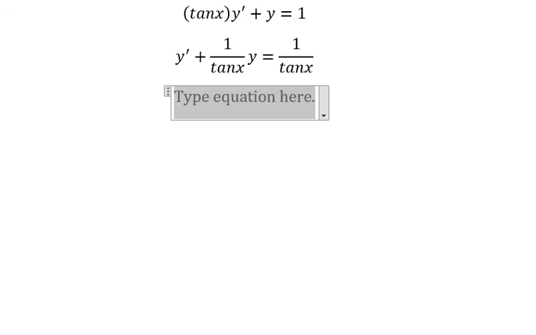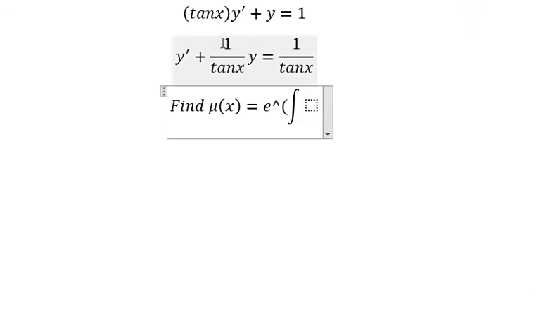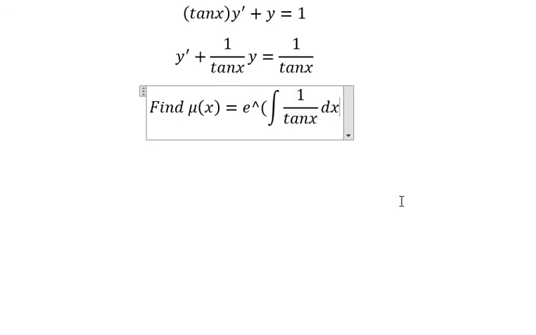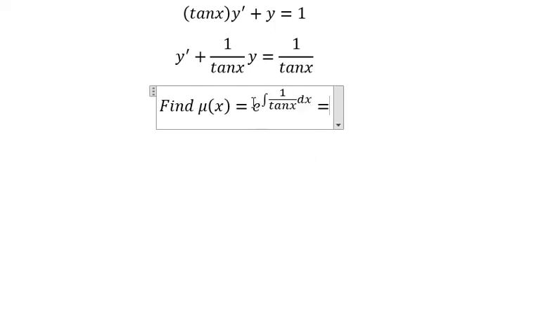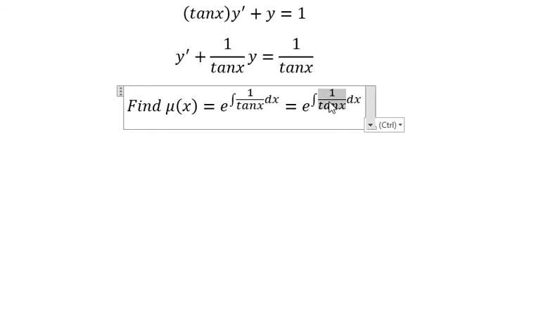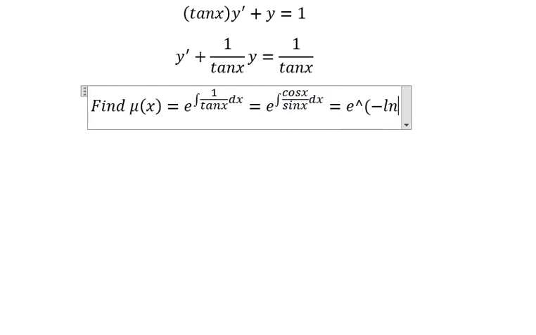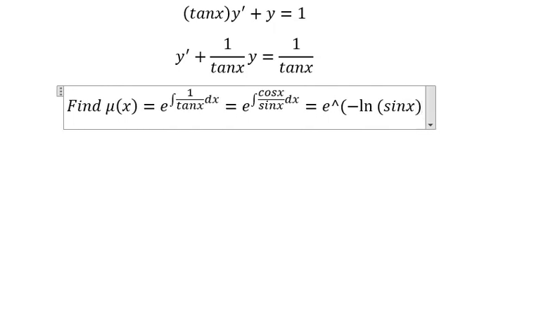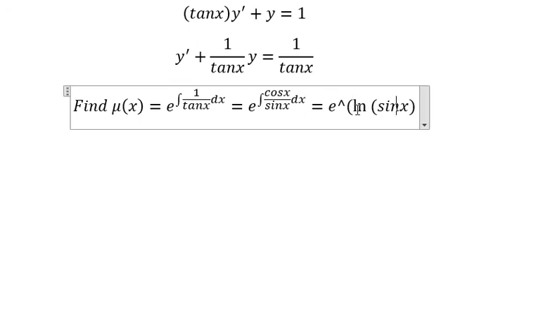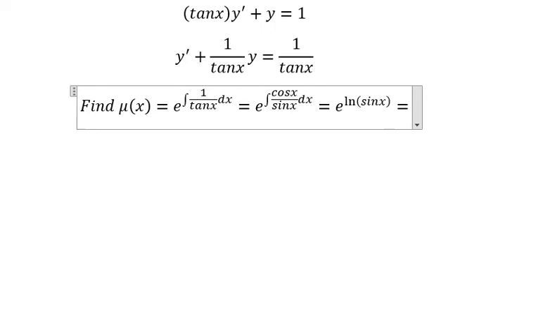Next, we need to find mu x. So we got e to the power of the integral of this one, the x. So about tan x, we can put cosine x over sine x. So we can put e to the power of negative ln of sine x. No, negative. So you got sine x.